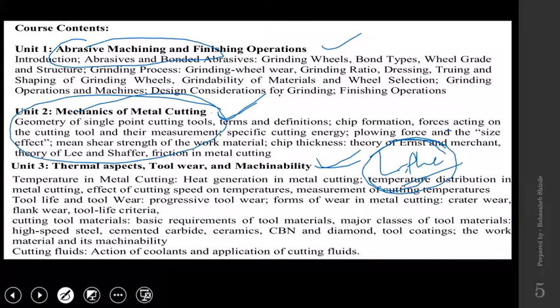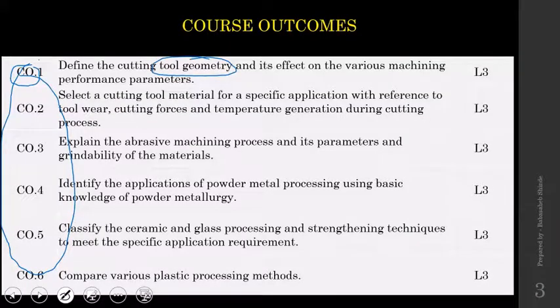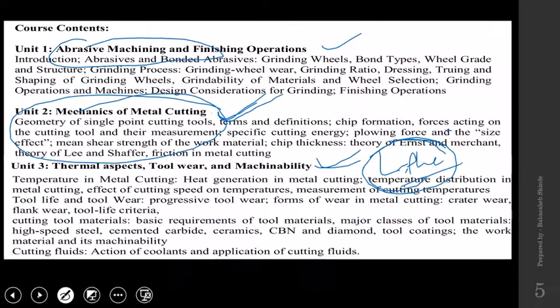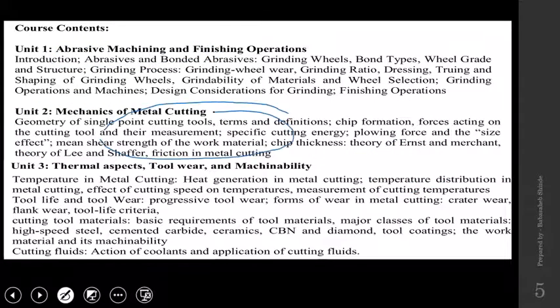Once you have studied unit number 2, what you are supposed to do is get back to these COs and read statement number 1, and if you are able to do this, then you can say that you have thoroughly studied unit number 2. Because if you can do whatever is written in the statement, it means that the purpose of studying this particular unit has been achieved.